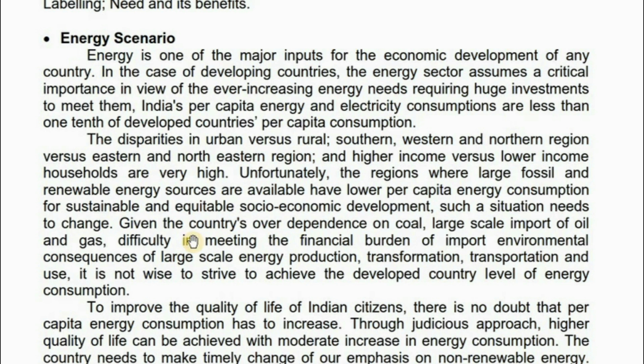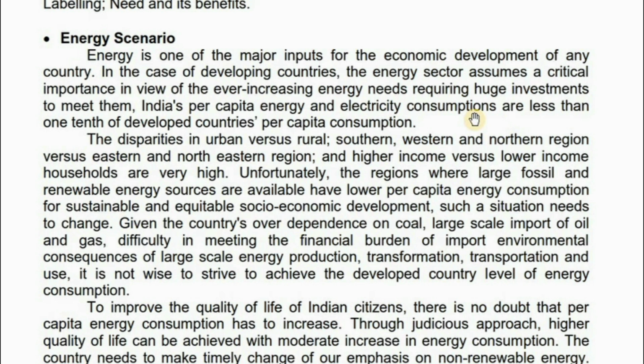So here, if we see in case of India, as said here, India's per capita energy and electricity consumption are less than 1/10 of the developed countries' per capita consumption. Okay, so as said here, the average energy that is being used by a person in India is about 1/10 of the energy that is being used in the developed countries.